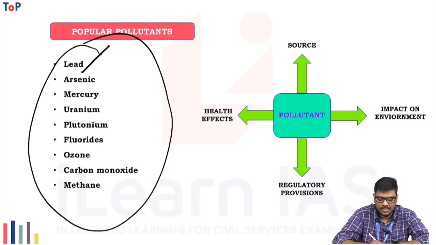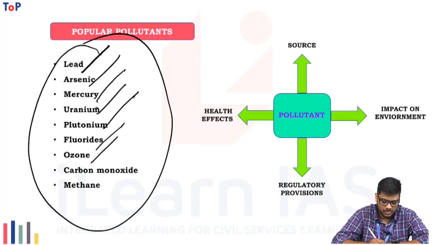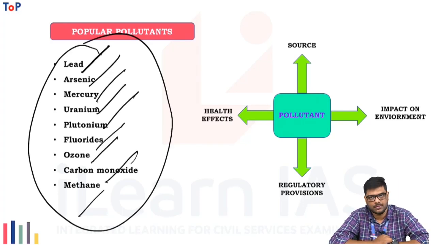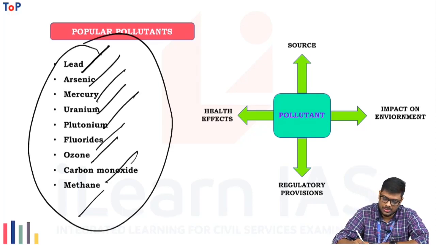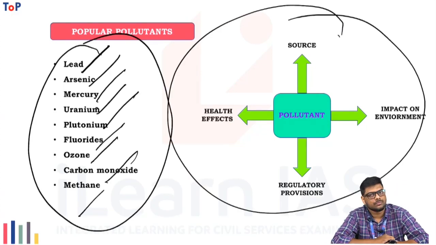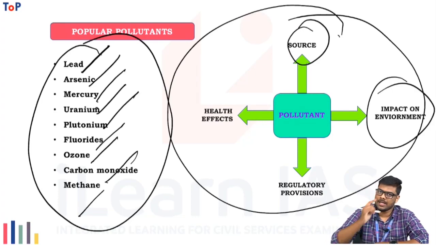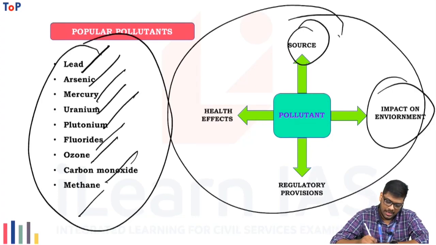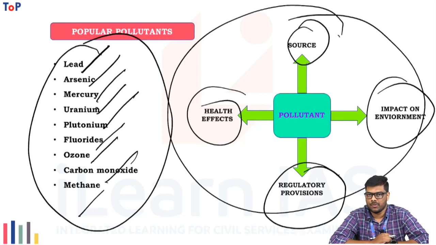Questions can come from lead, arsenic, mercury, uranium, plutonium, fluorides, ozone, carbon monoxide and methane. These are the pollutants you have to make a good note on, based on this particular framework. You have to identify the source of the pollutant, the impact created by that pollutant on the environment, whether there is any health effect and what those health effects are, and what the regulatory provisions will be. So these are the things you have to note.